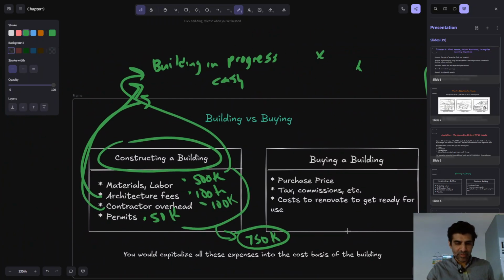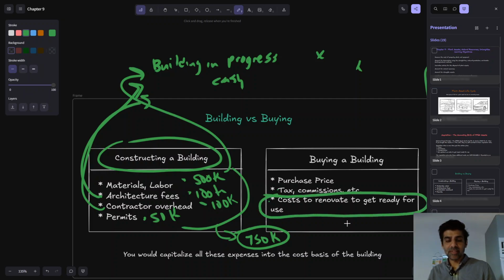And then buying the building, of course, is much simpler. You're just going to have some amount you paid, purchase price plus the tax and commissions, and then this one is a little specialized thing. If you're having to do some major renovations to get it ready to use, or if you're changing the use of it, like the gym I go rock climbing in, it used to be a pipe factory. When the company that runs the gym bought it, it had to invest a bunch of money to convert it from that factory into a climbing gym. So all that is going to be capitalized as the cost basis of the building.